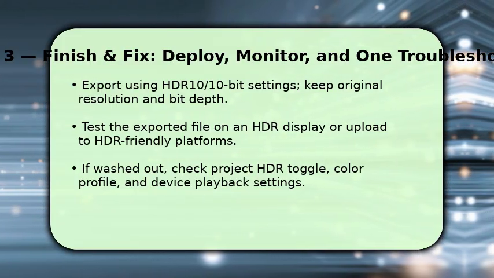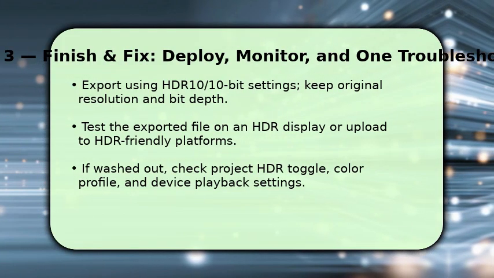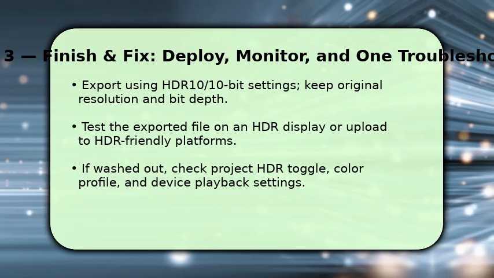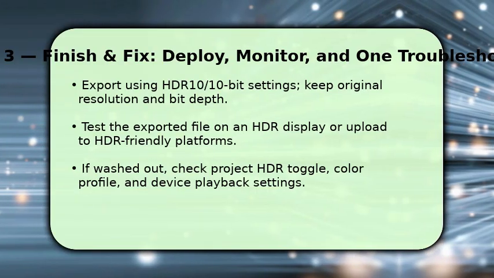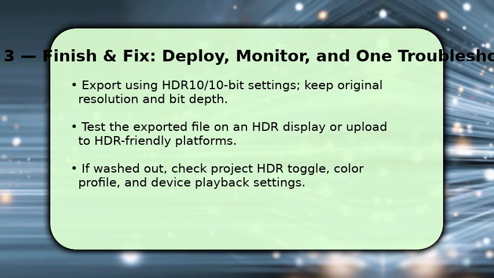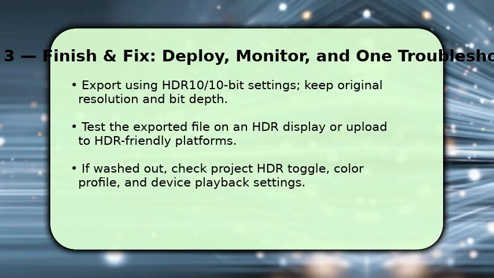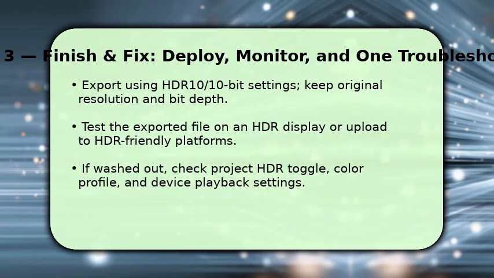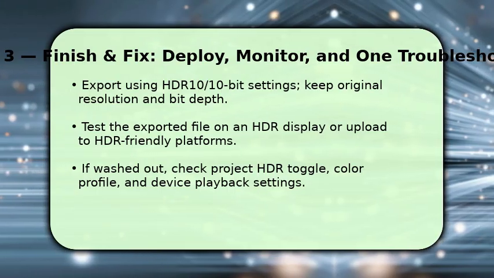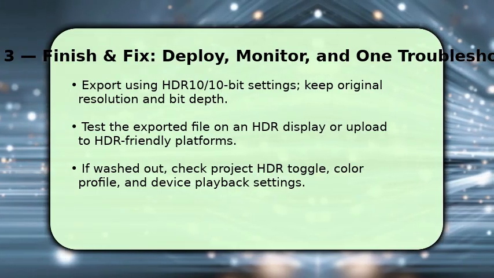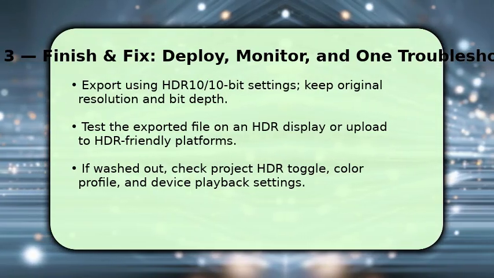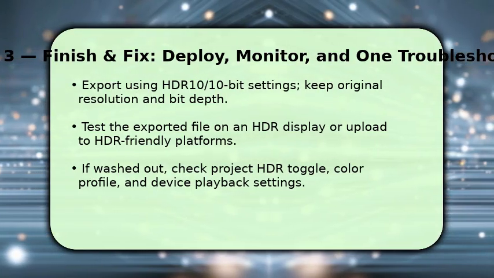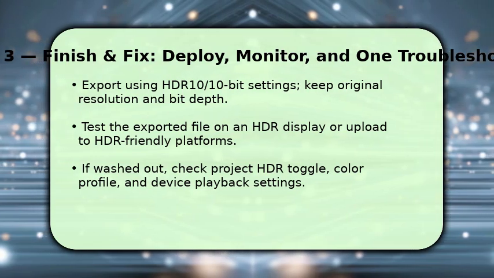Once exported, test playback on an HDR-capable screen or upload to a platform that supports HDR to verify colors and highlights. If the result looks flat or washed out, troubleshoot by rechecking the project's HDR toggle, ensuring the color profile matches the source, and confirming your playback device is set to HDR. Often the issue is a mismatch between profiles or a disabled HDR display mode.